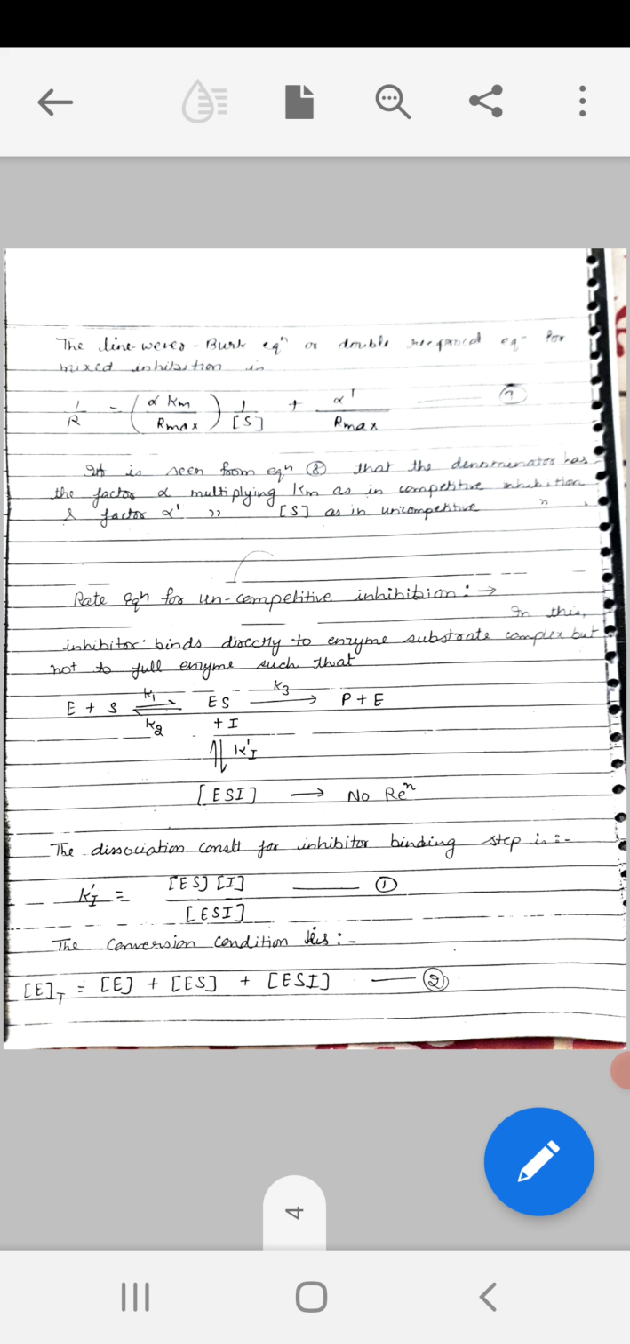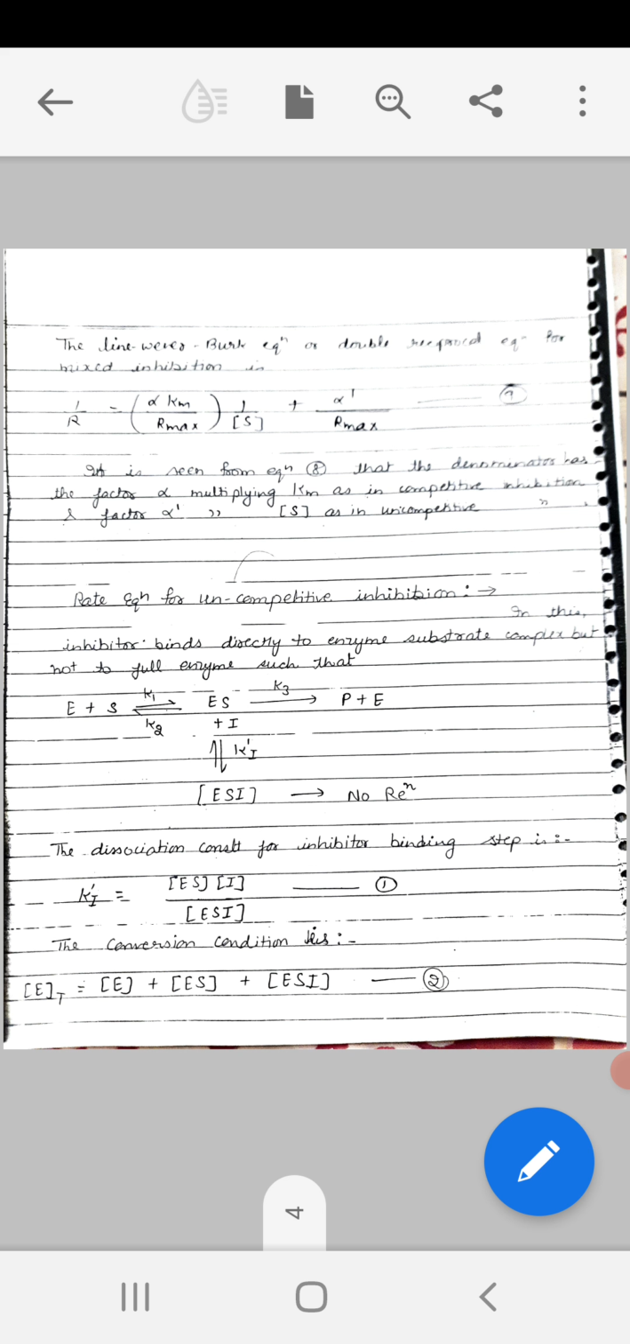We get d by dt of ES is equal to K1 into concentration of E into concentration of S minus K2 into concentration of ES minus K3 into concentration of ES, and this is equal to 0. We have applied the steady state concept on the concentration of ES. Now we can write K1 into concentration of E into concentration of S is equal to ES, which is common, and K2 and K3 both we join inside, so removing the minus sign it comes out to be K2 plus K3, equal to K1 E S.